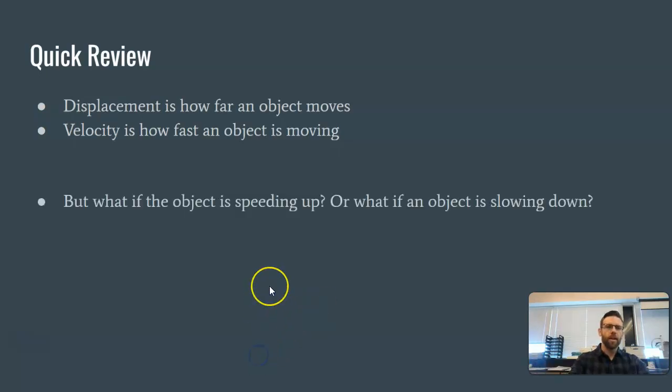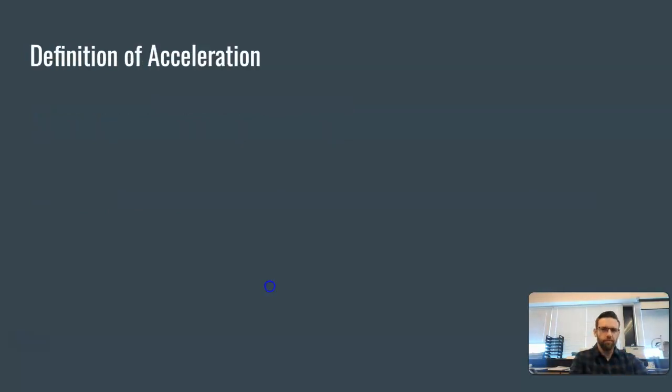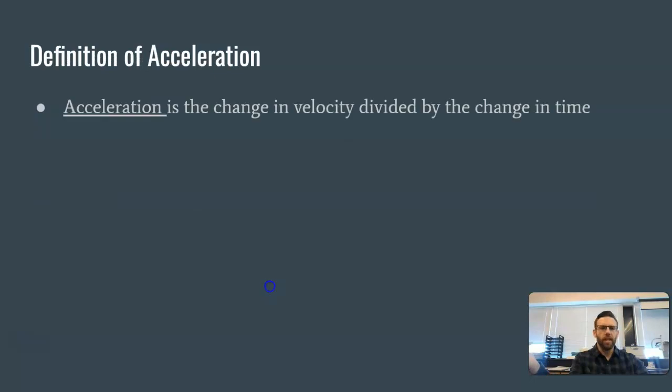So that's great, but what if that object is speeding up? Or what if the object is slowing down? Their velocity is changing. And so what do we call that? Well, we call that acceleration. And so acceleration is the change in velocity divided by the change in time.